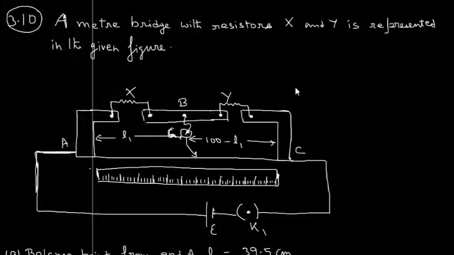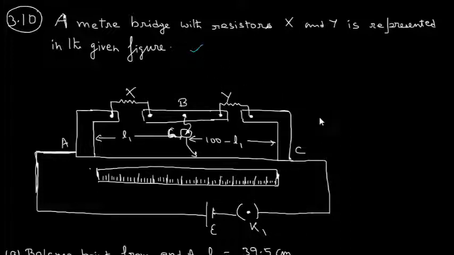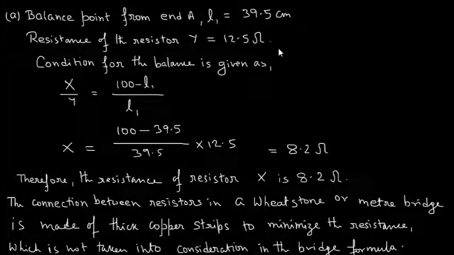A meter bridge with resistors X and Y is represented in the given figure. Therefore, we can write the balance point from A, L1 is equal to 39.5 centimeter. Resistance of the resistor Y is equal to 12.5 ohm.